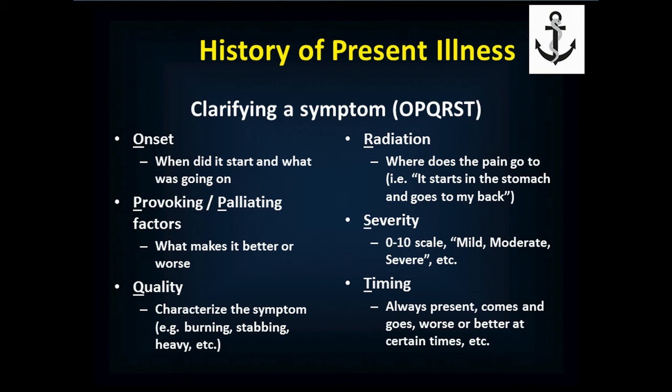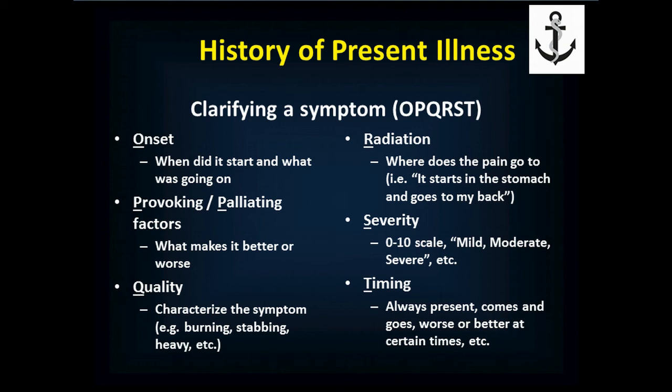When did it start and what were you doing when it started? Provoking and palliating factors. What makes it better? What makes it worse? My chest pain got worse when I climbed the stairs. When I sat down and rested, it got better. What was the quality of it? Was it burning or stabbing or heavy or squeezing? My chest pain is a crushing sensation in the center of my chest. Radiation. Does it go somewhere else? So I had this crushing chest pain in the center of my chest and it goes to my shoulder, it goes to my jaw. And you may have to ask the patient that. Does it go anywhere else? Up to your shoulder, into your jaw, so that you can get that information.